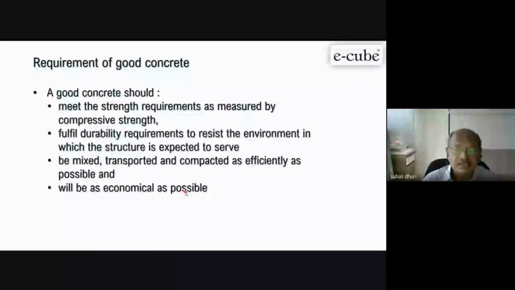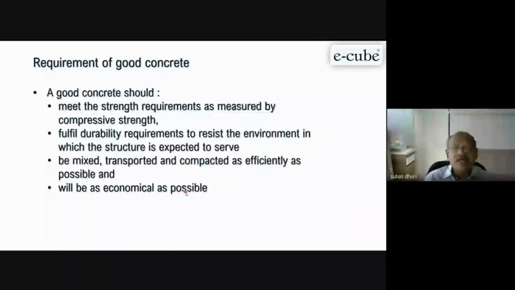What are the tests and the things to resist the environment in which the structure is expected to serve? So when you are designing a structure, you should know the exposure conditions. And once you are able to identify this exposure condition, accordingly you design your structure, considering the chloride, sulfate level, then your CO2 levels, temperature variations, humidity variations. Those have to be considered while designing the structure.